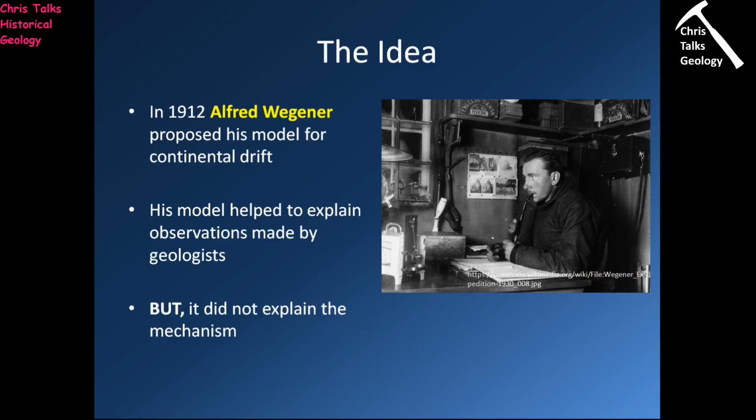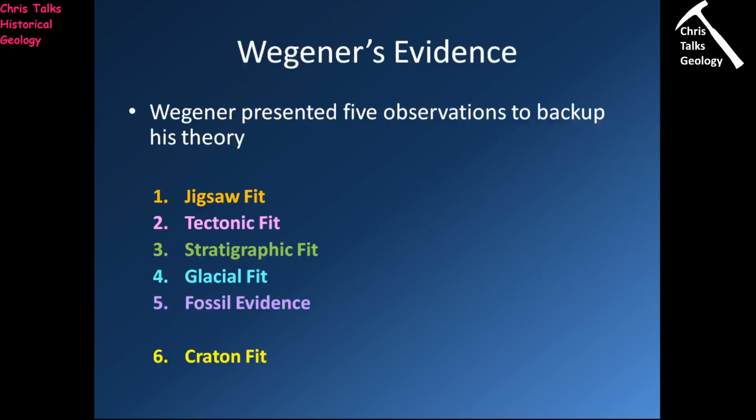Now, Wegener's idea was that the continents were once joined together as one large landmass, and they separated and moved to their current positions. The evidence that you'll see in the next few slides backs that up wonderfully. However, there was one issue with Wegener's model, and that was it didn't actually explain the mechanism. It showed you the evidence that the continents were moving, but it didn't tell you why they were moving. So that was a minor problem with his overall model.